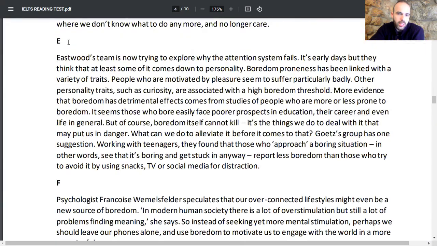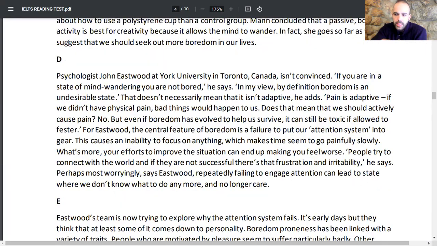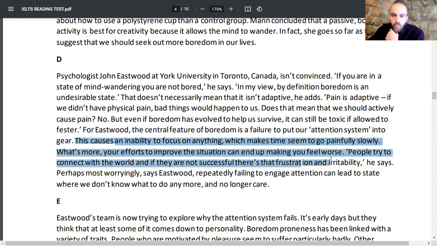Okay, let's go to paragraph D. So as you can see, starting to look for the answer in paragraph D, we find a discussion of boredom as a failure to put our attention system into action. So let's read this sentence. This causes an inability to focus on anything, which makes time seem to go painfully slowly. What's more, your efforts to improve the situation can end up making you feel worse.